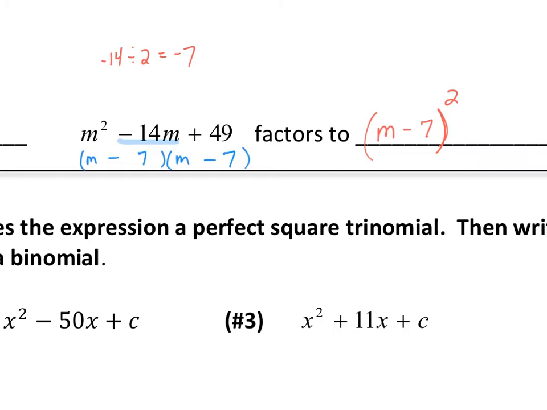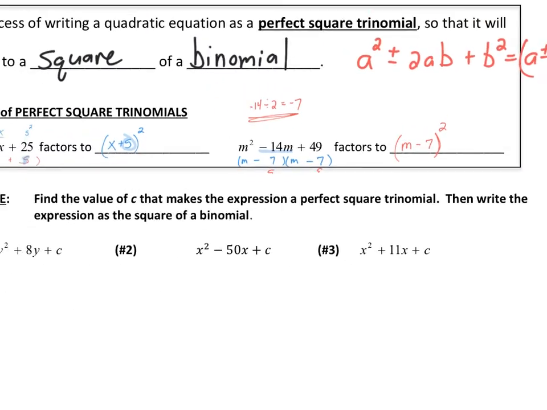Okay, and for every perfect square trinomial, when you divide by 2, you're going to get the number you'll use when you factor. So in this case, it's m minus 7 squared. Okay, so that was a quick review.